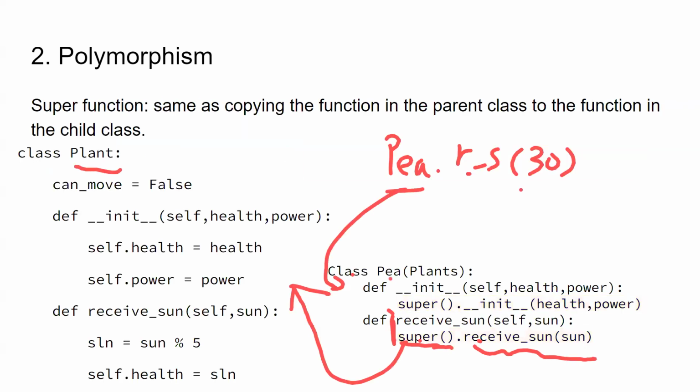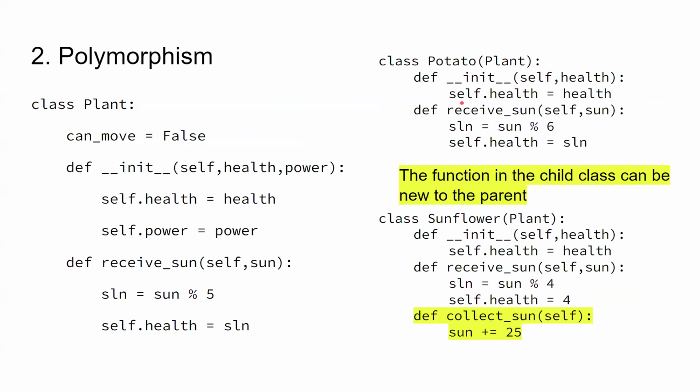So, for example, for this one, suppose I delete this line. I only have receive some and collects some. When I want to initialize the sunflower and then plant, if I can't find this function, I will check back to the parent class to find the initial function. So you can use the constructor from your plant class.